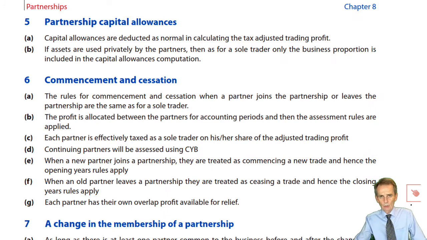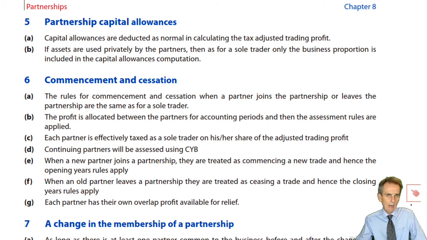Well, an issue that we've already mentioned but is referenced here in section 5 is, of course, that in deriving the tax-adjusted trading profit that we then split between the partners using the agreement in force during the accounting period, having added back depreciation as a non-allowable expense in the adjustment of profit, we will then have replaced that with a deduction for capital allowances.